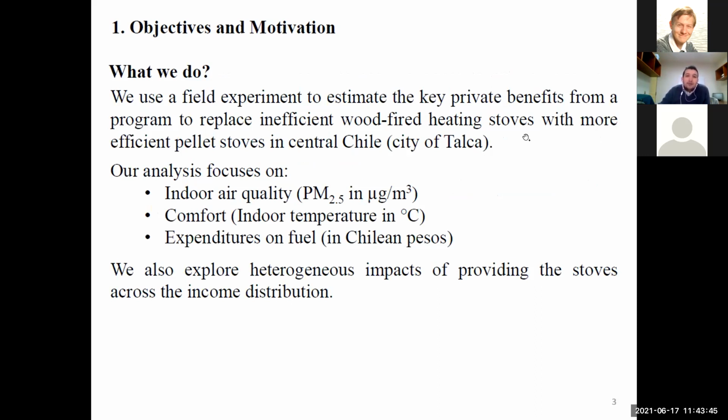Our analysis focuses on three outcome variables. First, the indoor air quality, where we focus on PM 2.5, in micrograms per cubic meter. We also focus on the indoor temperature, the comfort that the households face. And we are also interested in the expenditure on fuel in Chilean pesos. For us, it's also interesting to know who gets the benefits of this program in terms of income distribution. So that's the analysis that we do.